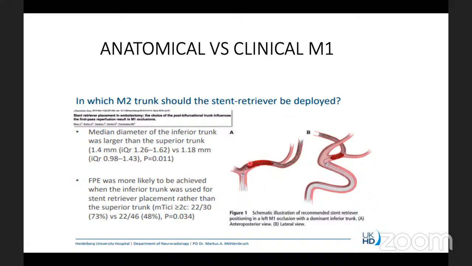This is the anatomical M1, and when the superior division or the inferior division is in line with the anatomical M1, we can still consider this as an M1, and it's called a clinical M1. We can access it through the same mechanism because it is in line, and we can take out the clot through the Solumbra technique. What is mostly seen is that the inferior division is more in line with the MCA. This study shows that the inferior division of the M2 is more in line with the MCA, and so the first pass effect is higher when the clot is in the inferior division of the MCA. So it is anatomical versus clinical M1.